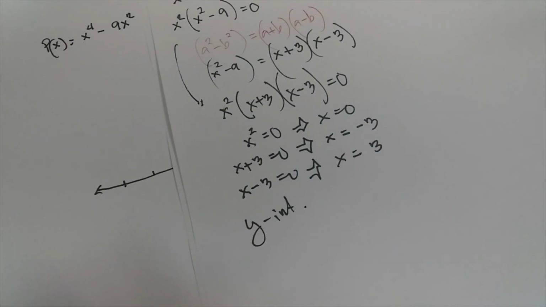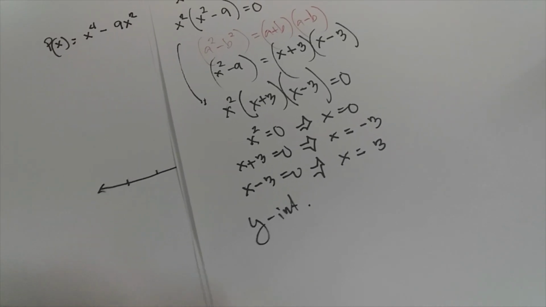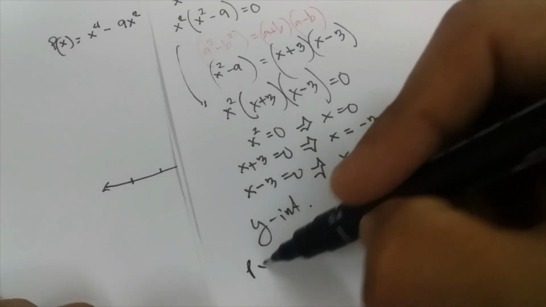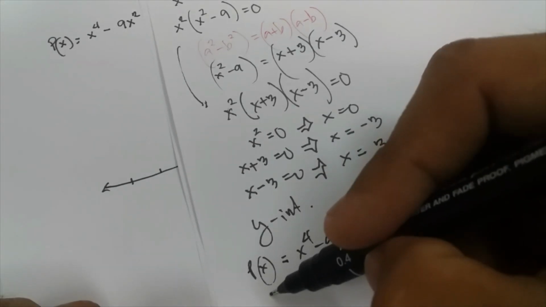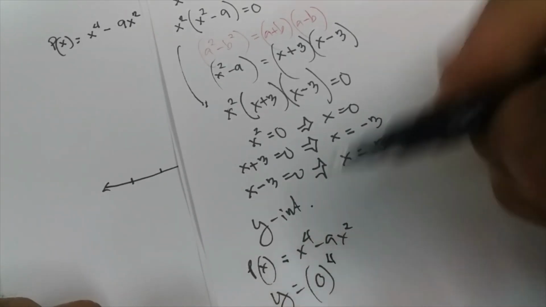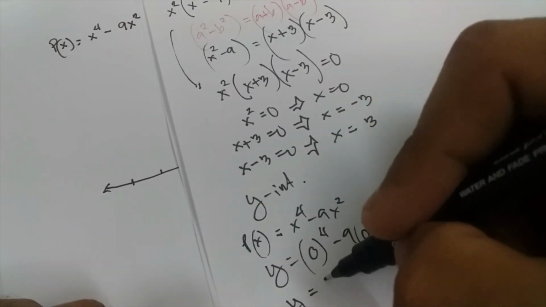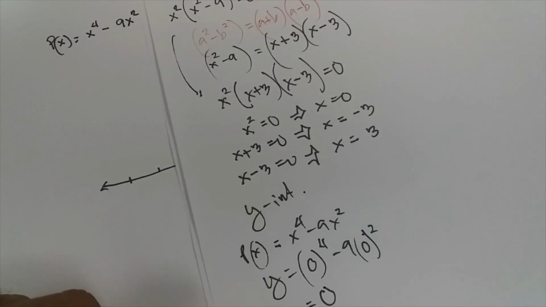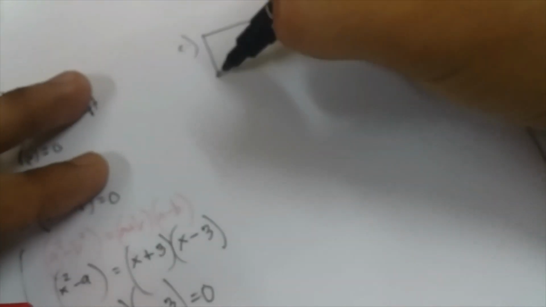So again, to find the y-intercept, we will let x is equal to 0. So this time our x will become 0. So p of x is equal to x to the fourth minus 9x squared. So p of x or y, this is 0 to the fourth minus 9 times 0 squared. So simply y is equal to 0. So that is our y-intercept. Next, we will construct the table of values. Okay, so for letter C, the table of values we have is like this way.